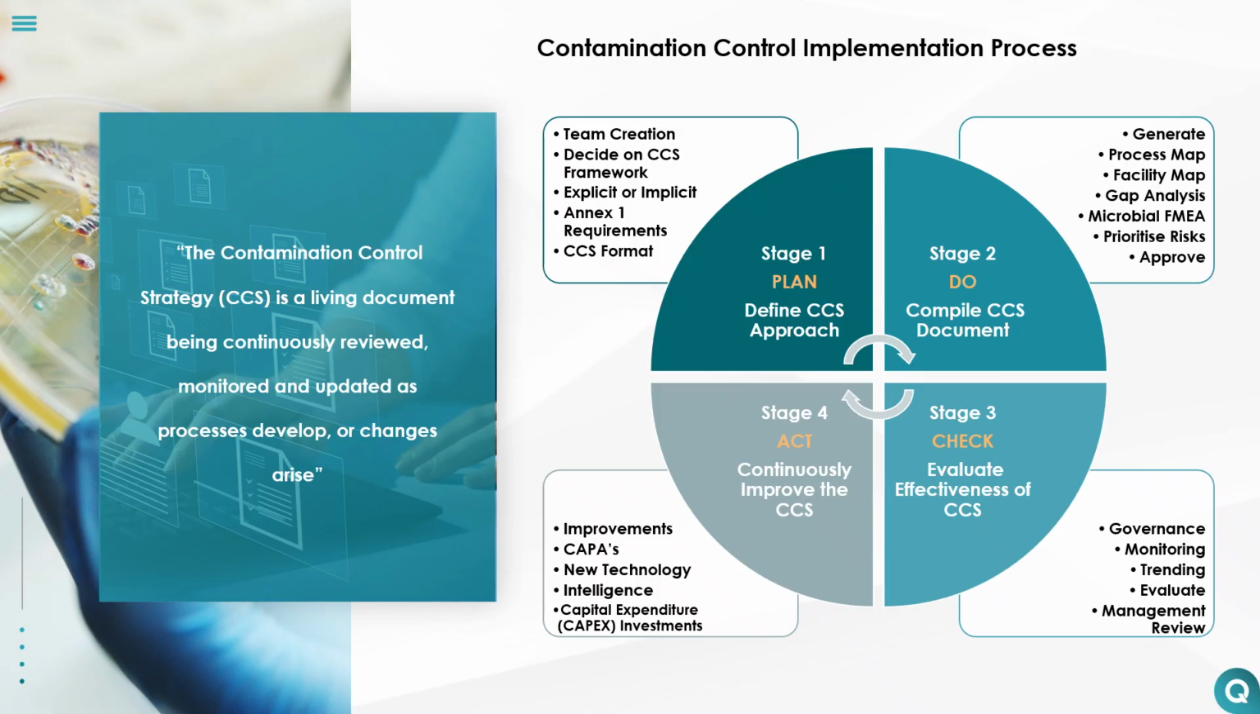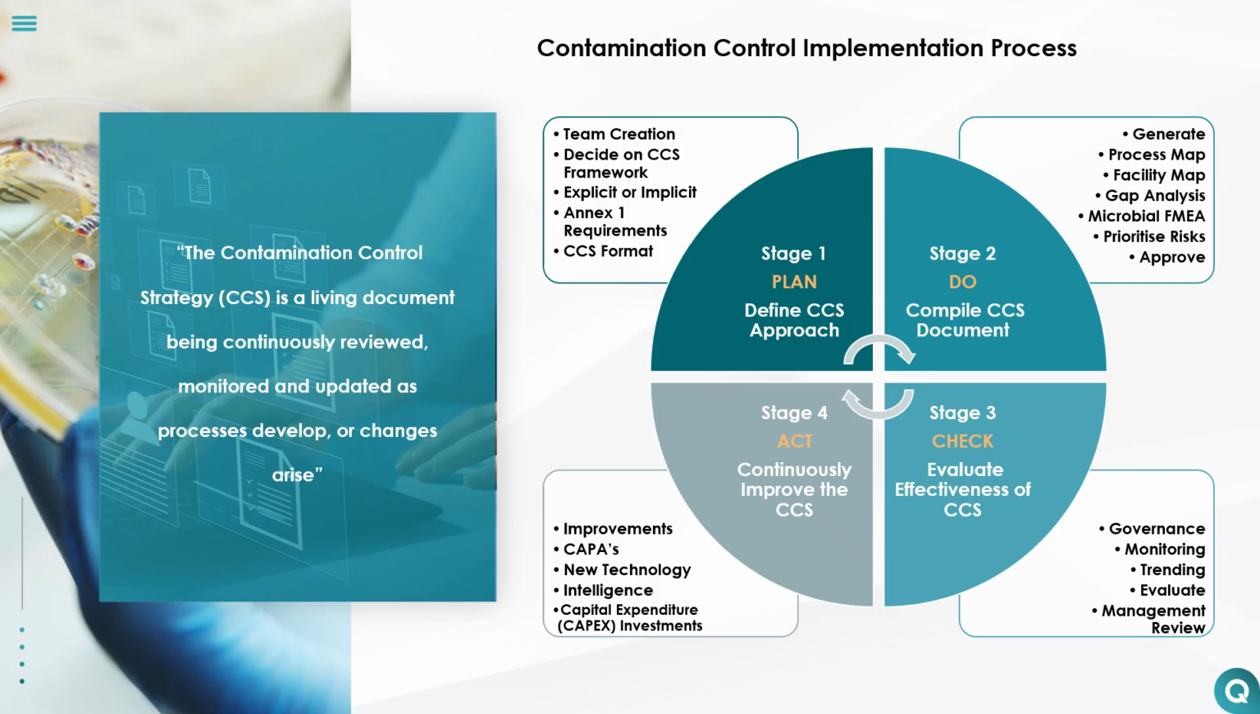Stage 2 is the do part. It's where you compile your CCS document. It's where you generate your document, your process maps, your facility map, you perform your gap analysis, your microbial control FMEA, you prioritize your risks, and you approve your document.